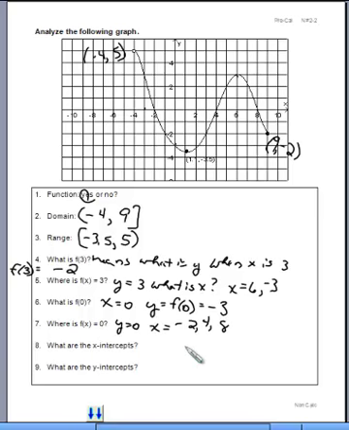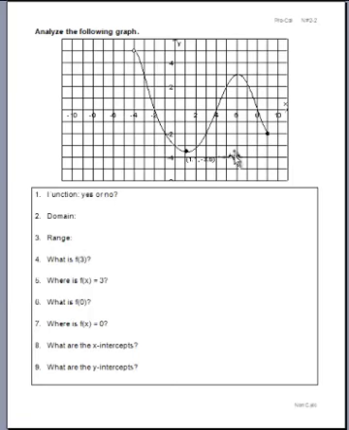Now what are the x-intercepts? The x-intercepts, again, are where it crosses the x-axis. So you have x-intercepts at (-2, 0), at (4, 0), and at (8, 0). Okay, so you have your x-intercepts. And the y-intercept is where it crosses the y-axis, so that's where x is 0. So your y-intercept will be at (0, 3). Okay. And that will finish us up for 2-2.